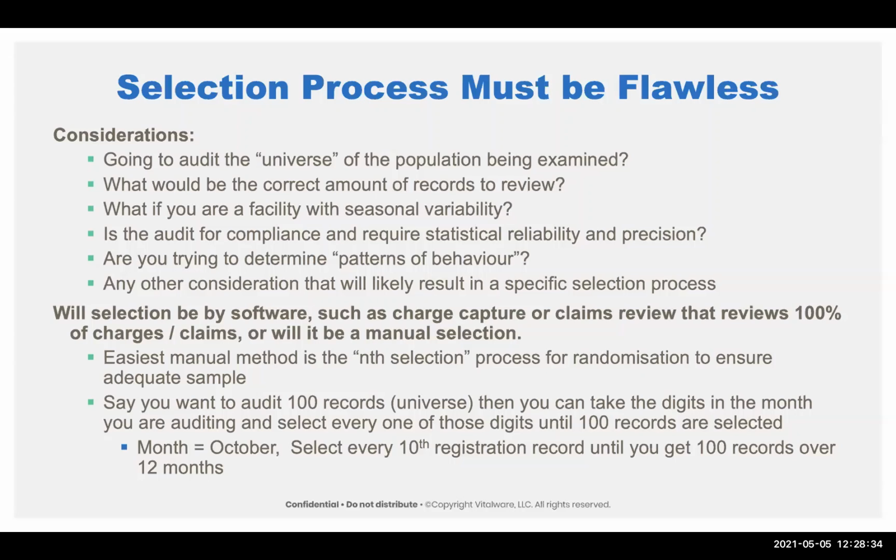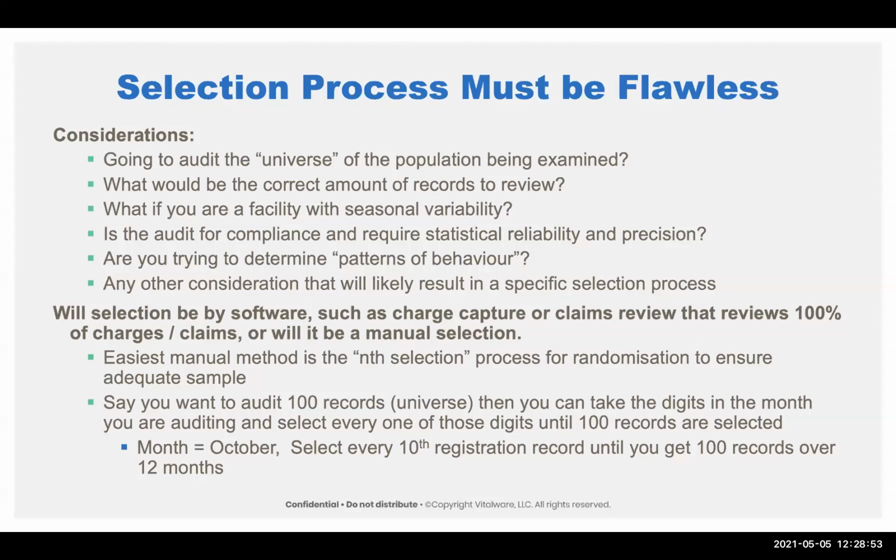So will the selection be by software or charge capture claims that do 100%? There is one method if you're going to do random audits, just to check to see how you're doing, to get a litmus test, and that's called the nth selection, where you select a record based on the nth number it occurs in a sample.